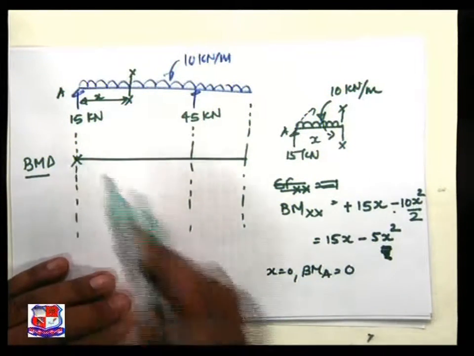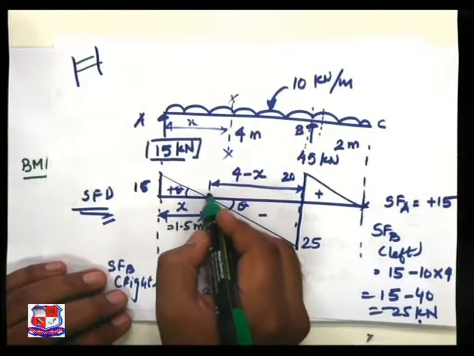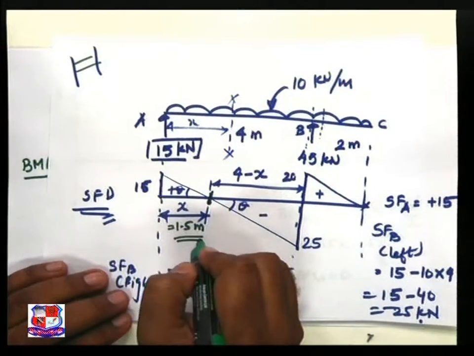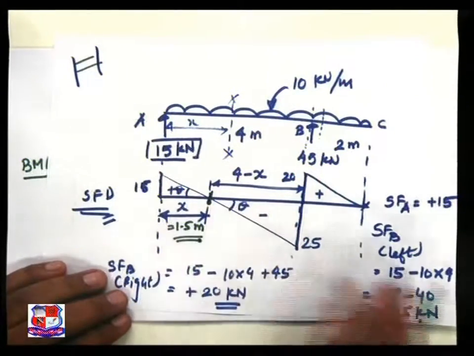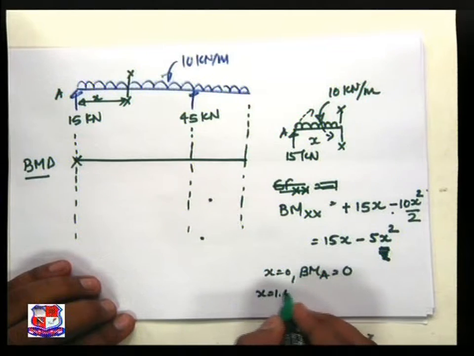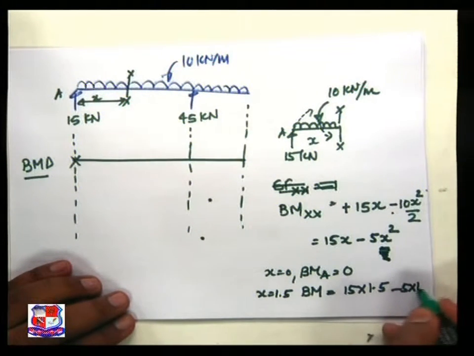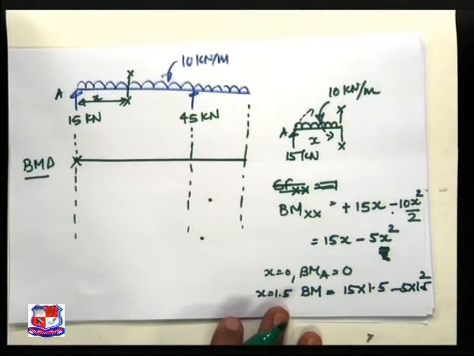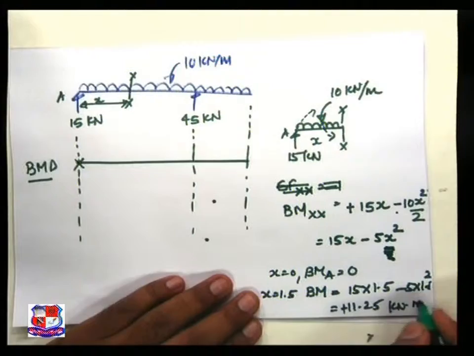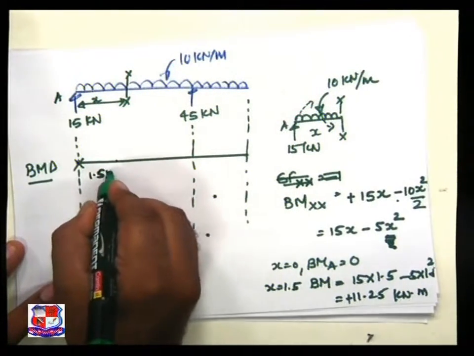Now in the previous case we found over here that x is equal to 1.5 meter, the shear force is 0, so I have to find out the value of bending moment at 1.5 meter to find out the maximum value of bending moment. So in this case, if I put the value of x is equal to 1.5, the bending moment is equal to 15 into 1.5 minus 5 into 1.5 square. And by solving this, we found out it is 11.25 positive kilonewton meter. So we achieve at distance of 1.5, the answer of 11.25.